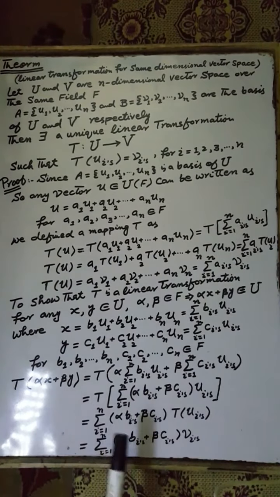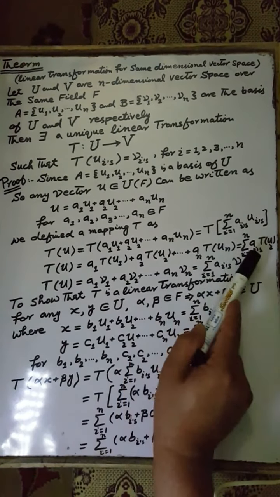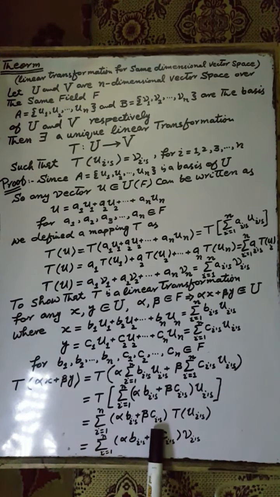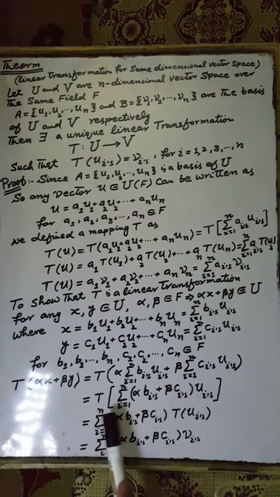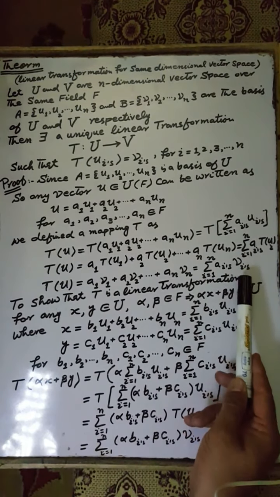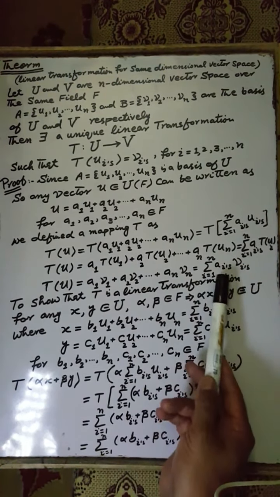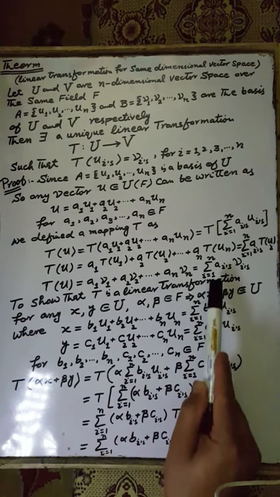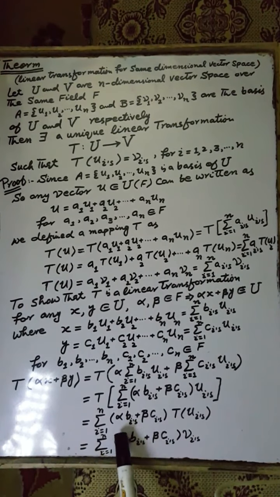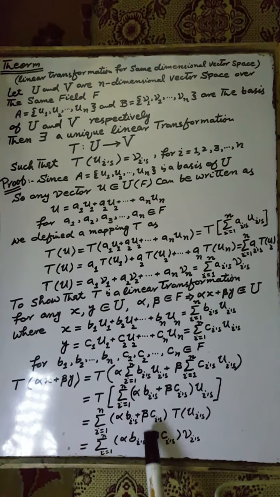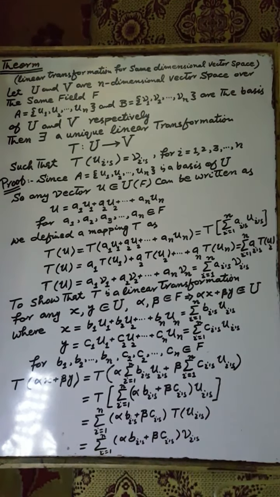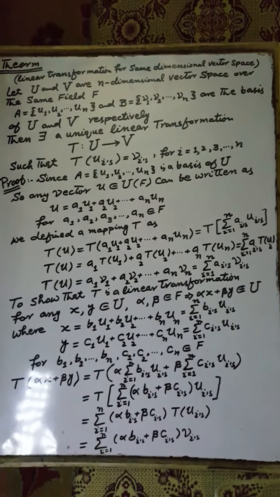Therefore, according to this condition, we can rewrite this as the summation, i = 1 up to n, of (alpha bi + beta ci) T(ui), and each T(ui) gives a vector vi according to this condition. Here the ai's were constants in the previous step, and in these steps alpha bi + beta ci are constants, and T(ui) is equal to vi according to our steps.